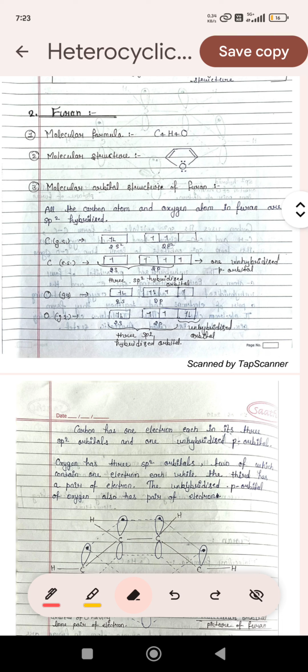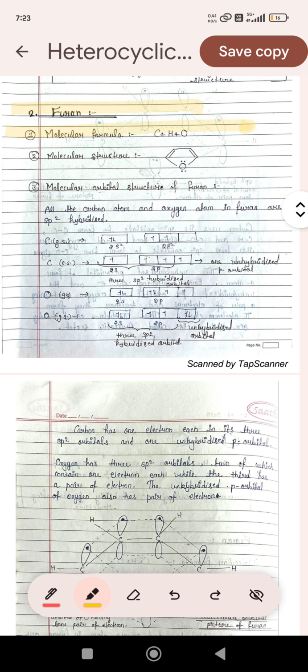Jai Hind students, let's start the next topic, that is furan. We write the spelling as Furan, but we call it furon.